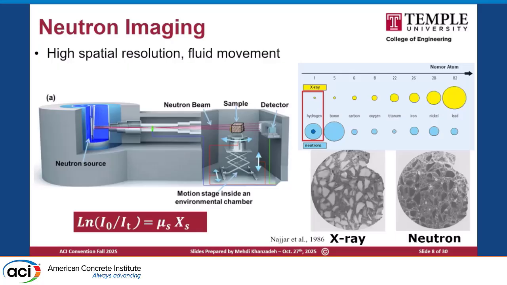The good thing about the neutron, other than its high spatial resolution for characterization, is its good interaction with hydrogen atoms. So we can track the water distribution using the neutron, while that's not the case with the X-ray. By using the Beer-Lambert law, we can quantify the attenuation, and we can quantify the absorption in the concrete. We can quantify drying phenomena in the concrete and different durability issues and so on.